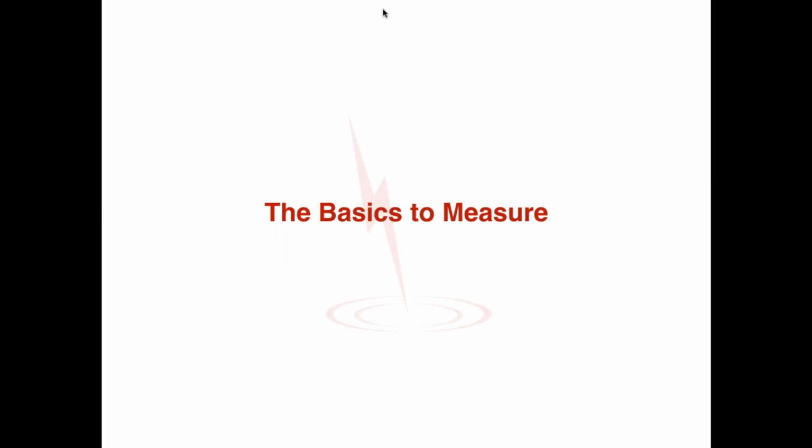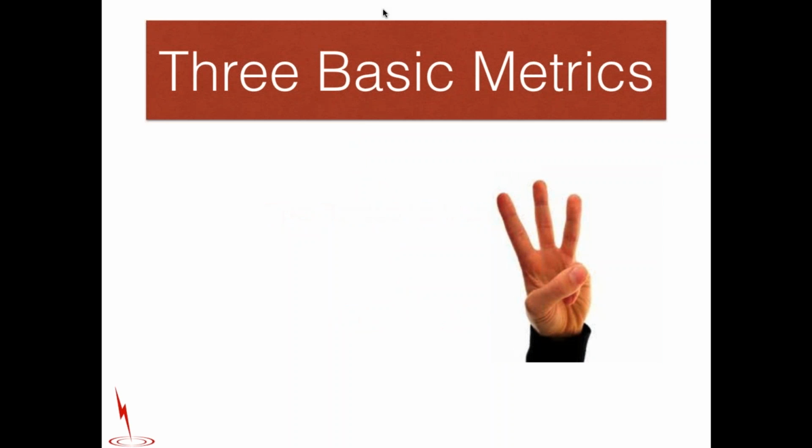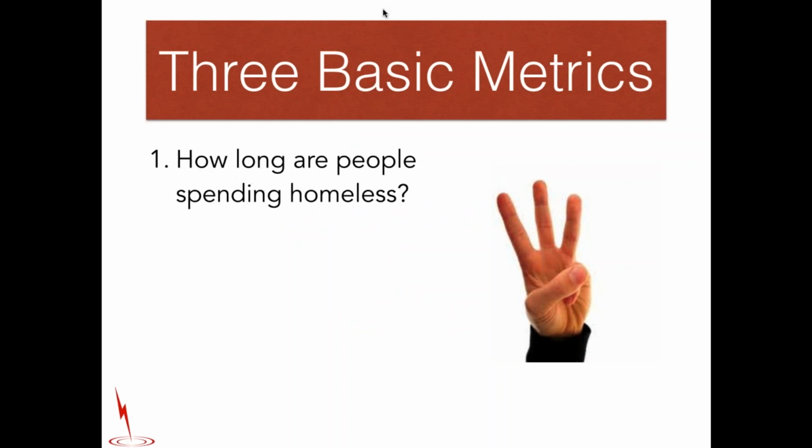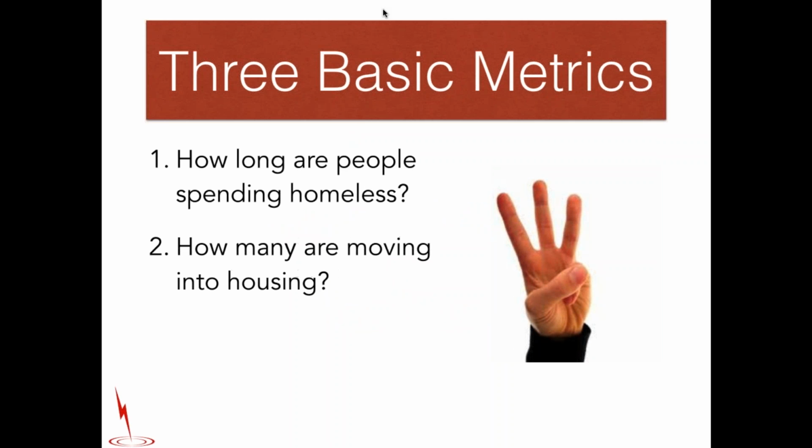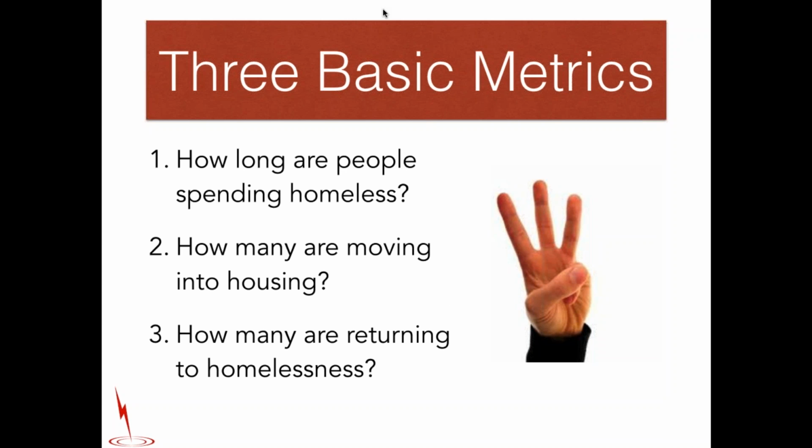Now let's go to the basics. And as Liza indicated, and as the Alliance has laid out within the new toolkit that they've released, there are three basic measures that need to be looked at consistently and well to determine if your rapid rehousing program is working. And those three basic metrics are as follows. One, how long are people spending homeless? Two, how many are moving into housing? And three, how many are returning to homelessness? So let's keep it simple and focus just on these three as a starting point.